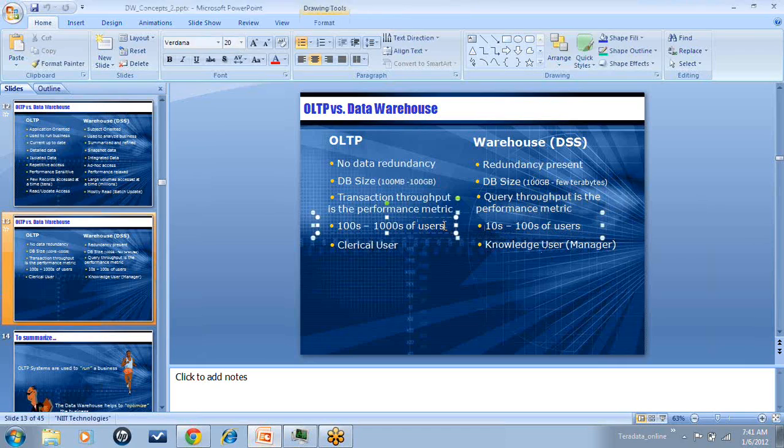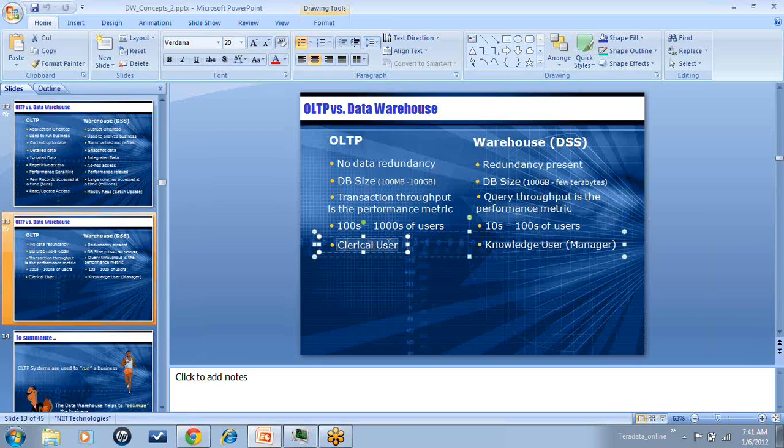So it is accessed only by the executive users. The number of users is less, but the amount of data processed is high. It is not repeated operations; it is all ad hoc operations that we have to answer through the warehouse, right?